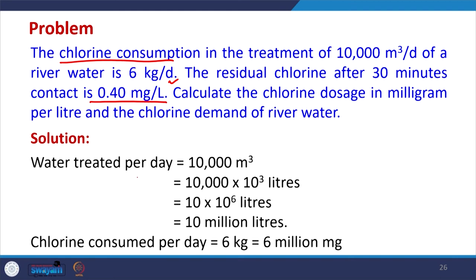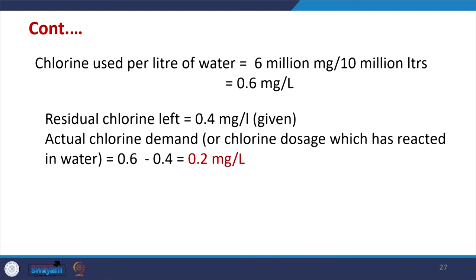Water treated per day is 10,000 meter cube. This is equivalent to 10,000 meter cube into 10 raised to 3 liter, so it becomes 10 into 10 raised to 6 liters, or 10 million liters. Now chlorine consumed per day is 6 kg, which is equal to 6 million milligram. We are doing this so as to understand the chlorine requirement. So chlorine used per liter of water is 0.6 milligram per liter.